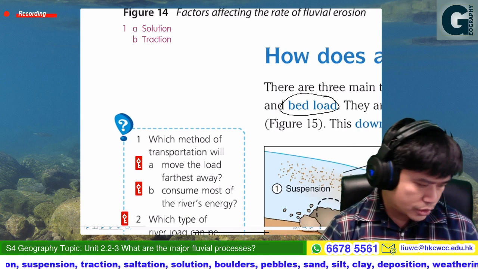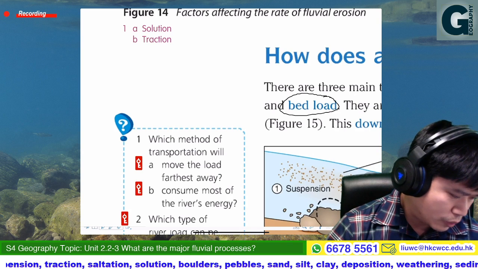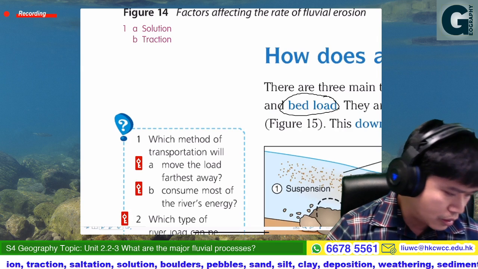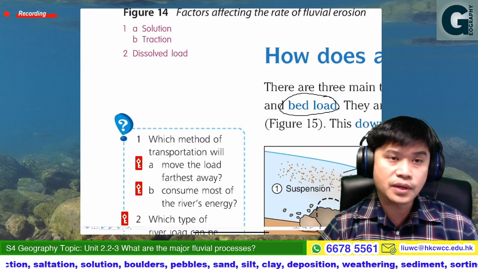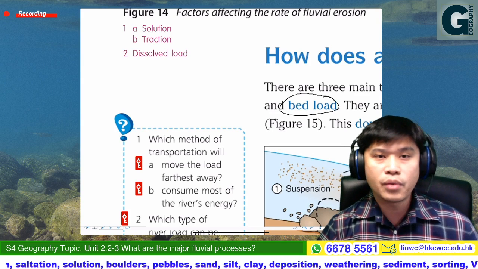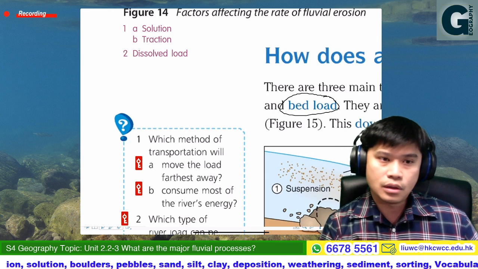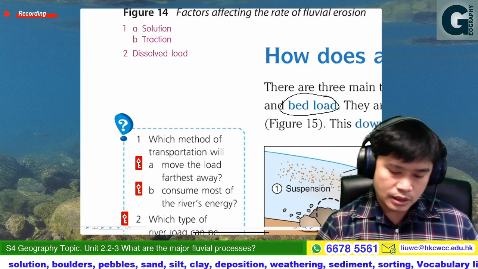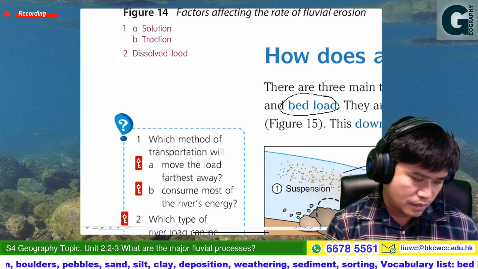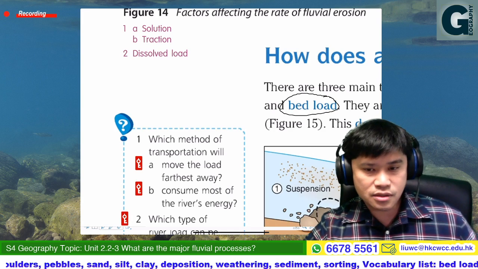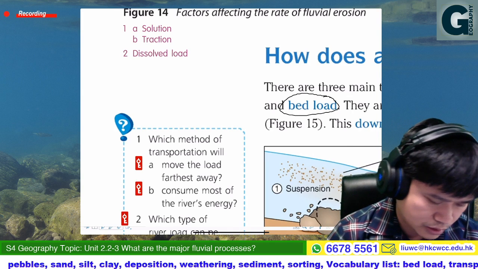Then question 2. Which type of river load can be transported even when the river has very little energy? It must be the dissolved load, because most minerals will be dissolved in the water. Therefore, the river would use just the minimum energy to transport it, so it should be the dissolved load.